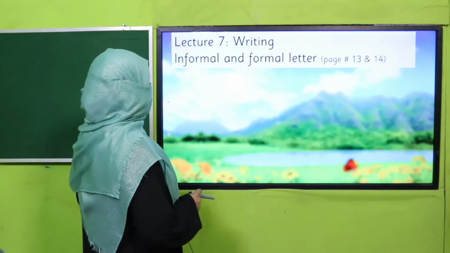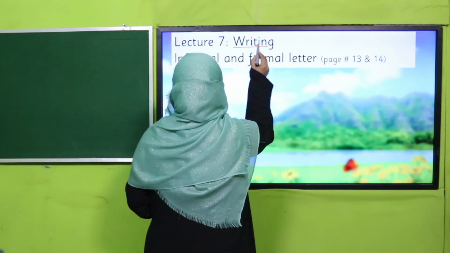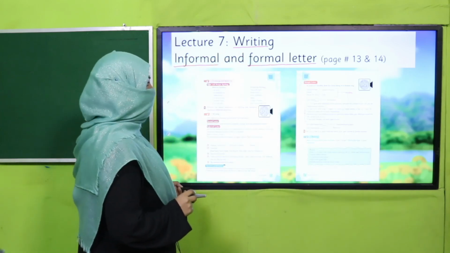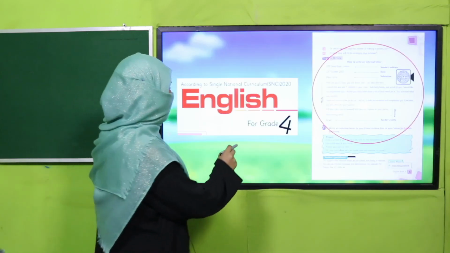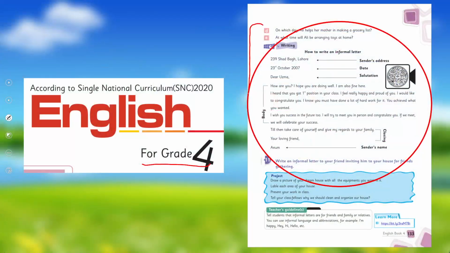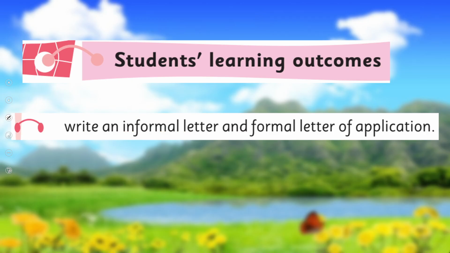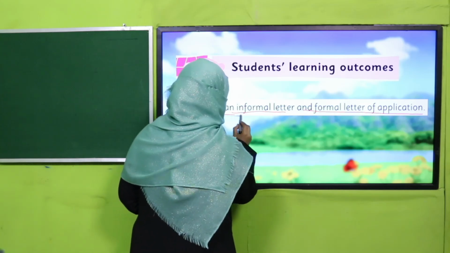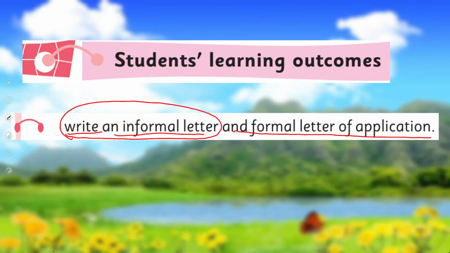Yes, my dear students, today under the title of writing, we learn about informal and formal letters, and we'll cover page number 13 and 14 of your book. Before this, in English for grade 4, I have taught you how to write an informal letter. I hope you remember. If not, you may watch this video again. So today we are going to learn further, and we'll learn to write an informal letter. And formal letter of application we learn in Unit 9. So today I'll focus on this part of SLO, that is to write an informal letter, inshallah.